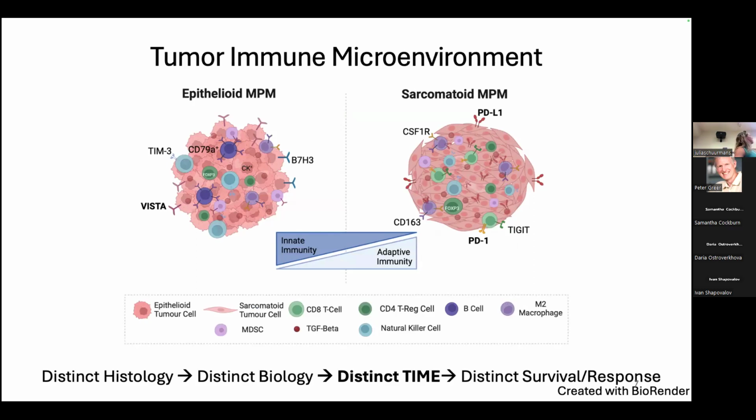And if we shift over to the sarcomatoid subtype, we see much more adaptive-like features within their tumor immune microenvironment, which is largely represented by the fact that they contain PD-L1 and PD-1 biomarkers, which indicate that at some point within this tumor, there has been an immune response that has then been stopped by the expression of PD-1 or PD-L1.